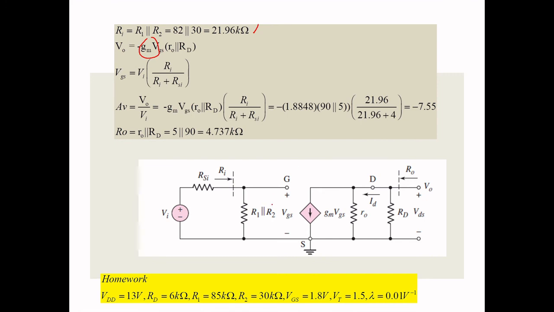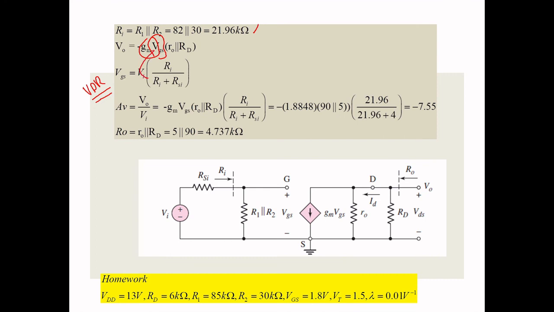Okay, so first I want to calculate the VGS here. How will you calculate this VGS? By using the voltage divider rule, that is, the supply voltage Vi into the corresponding resistance Ri divided by the sum of the total resistance, Ri plus RSI. So that gives VGS.